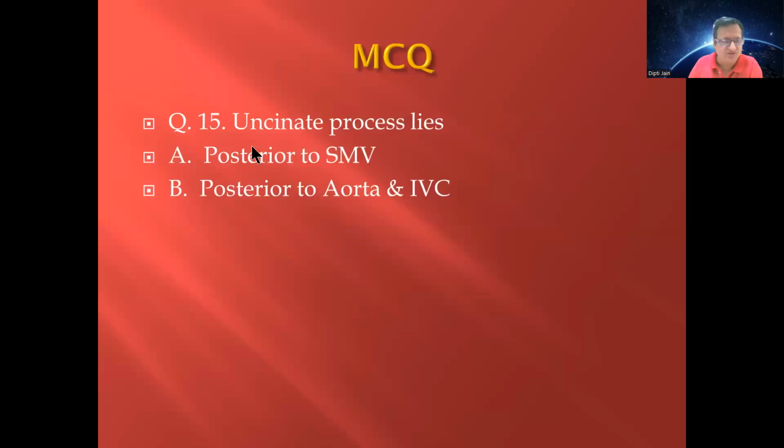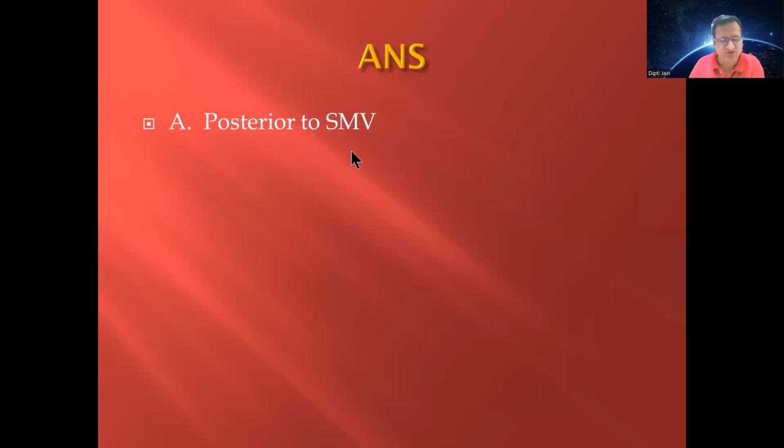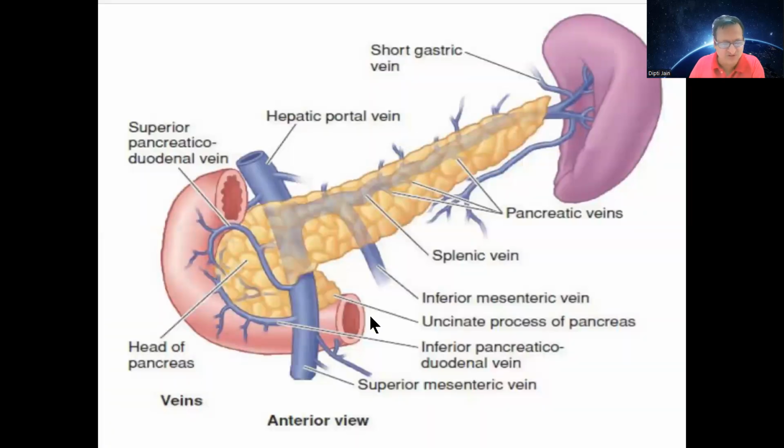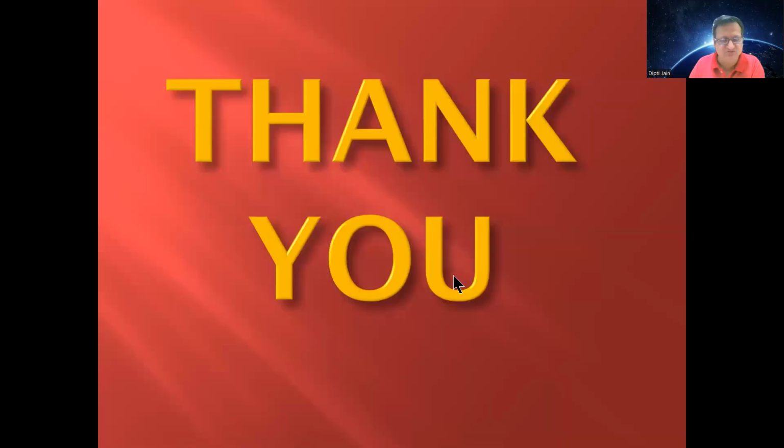Then next question: uncinate process lies posterior to the SMV or posterior to the aorta and IVC. So the uncinate process, we already discussed, is posterior to the superior mesenteric vein. So you can see this is the superior mesenteric vein, and the uncinate process wraps from behind the superior mesenteric vein. So it lies posterior to the superior mesenteric vein. This is all about the vascular relationships.